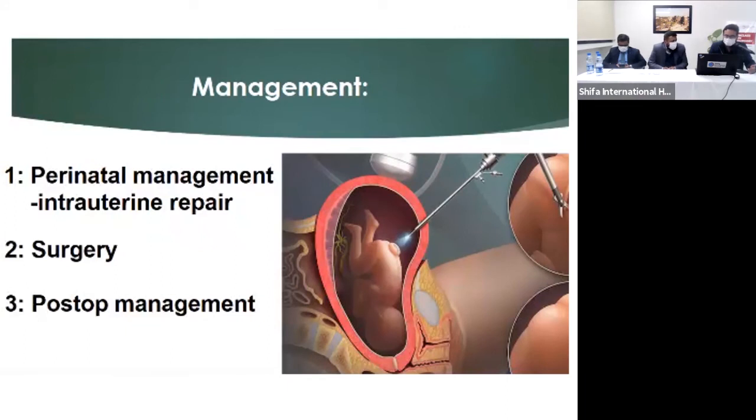with the endoscope. The benefit of this surgery is that the risk of Chiari malformation and hydrocephalus is decreased if you do the repair prenatally. But the neurological deficits will be the same. There is no neurological improvement if you do this surgery prenatally. The next option is the surgical one, which is the closure of the defect and the postoperative management.